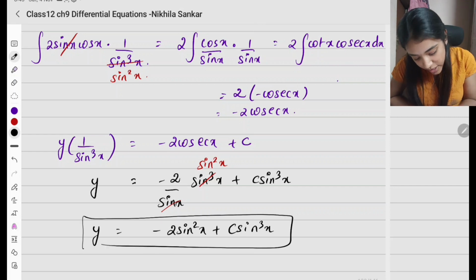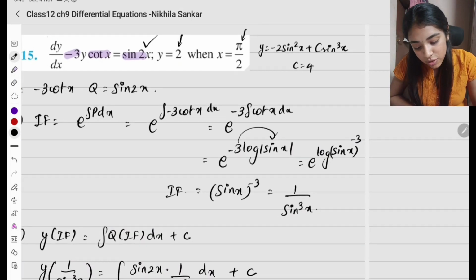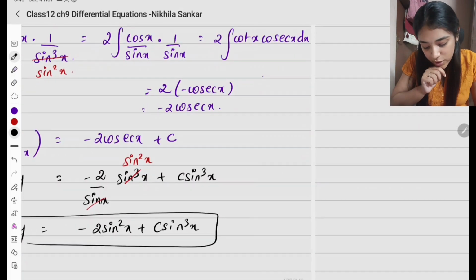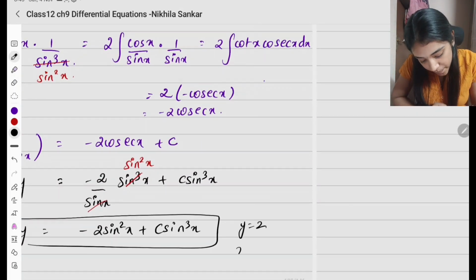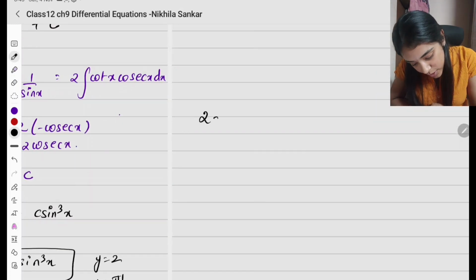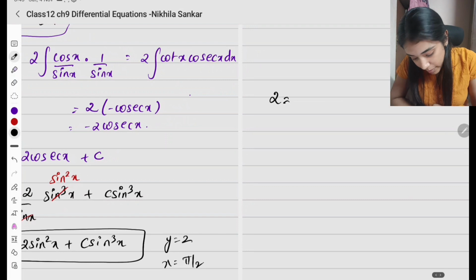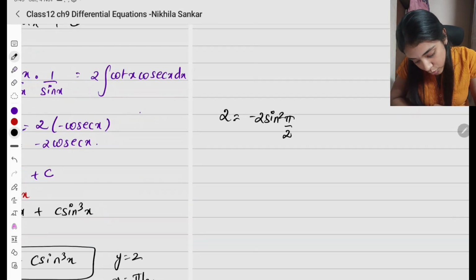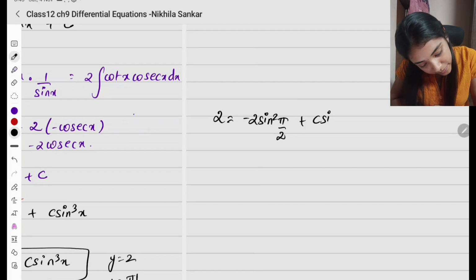That is not the end. This is my general solution. Now what is my particular solution? I need y equals 2 and x is equal to pi by 2. So what comes when we put y equals 2, x equals pi by 2? X equals pi by 2. I'll write it here. So y equals 2 when x is equal to pi by 2. So I have minus 2 sin square pi by 2 plus c sin cube pi by 2.